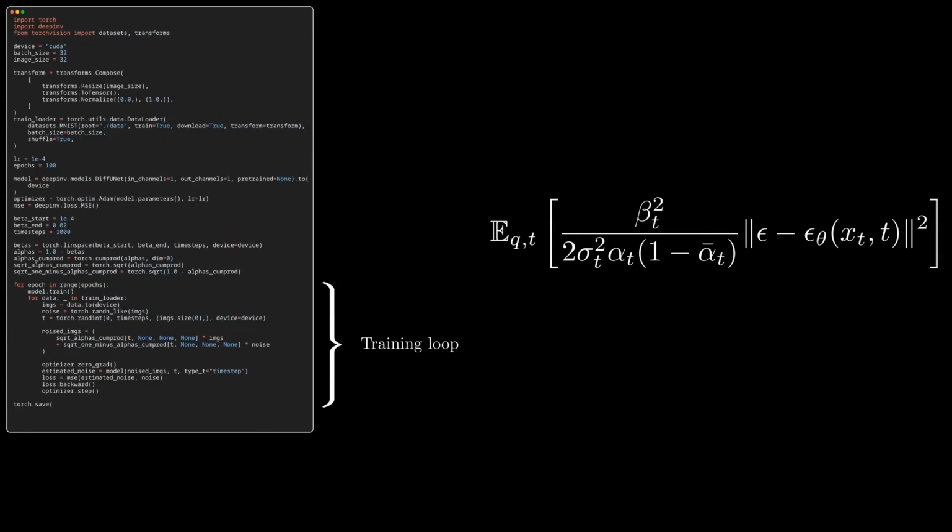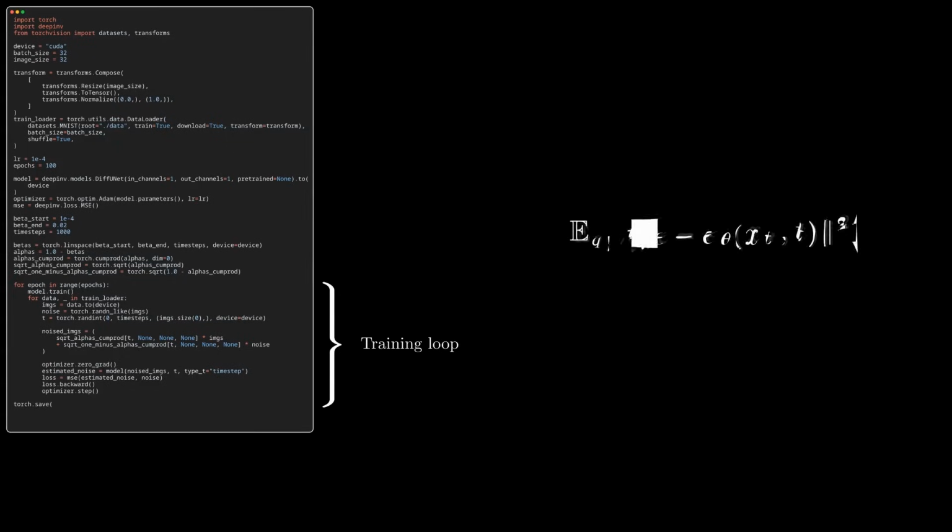and epsilon. Now in the code you see that we don't use the exact loss we derived earlier, but an even simpler version. We assign uniform weights equal to 1 to all time steps in the loss, which is also what the original DDPM paper did. And interestingly, it often leads to better results than using time-dependent weighting.